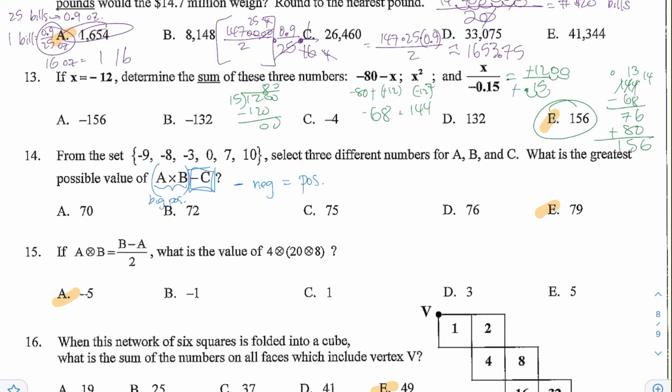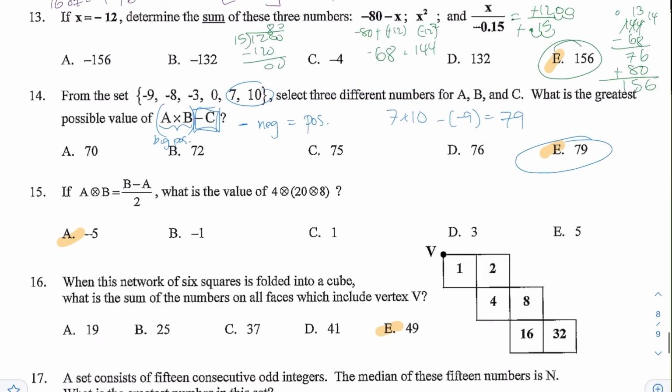And in A times B, you want a really big positive number. So you just guess and check here. To get a big positive number, you could do 7 times 10. And then if you subtract negative 9, this will give you 79. And that is the biggest number here, so that would be choice E.